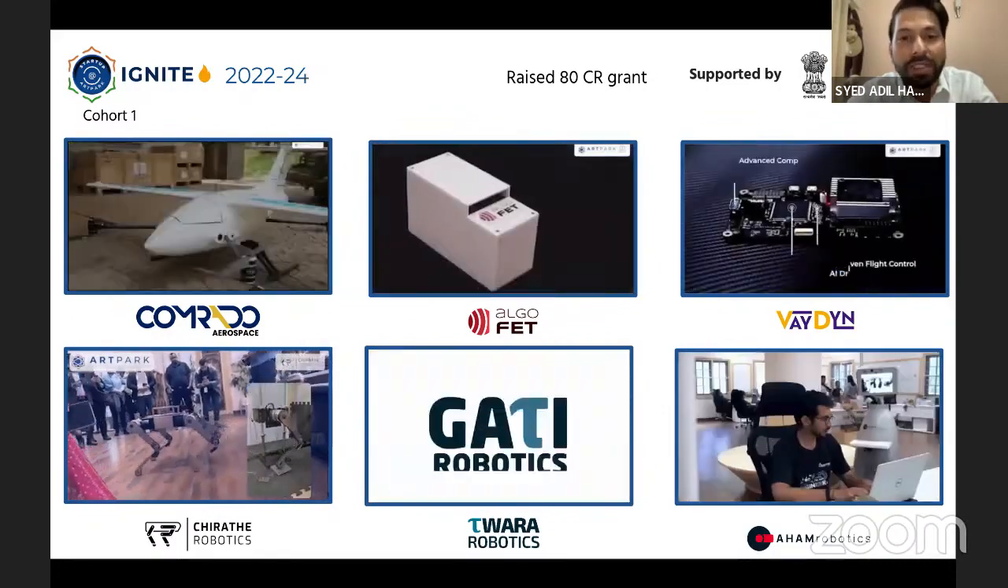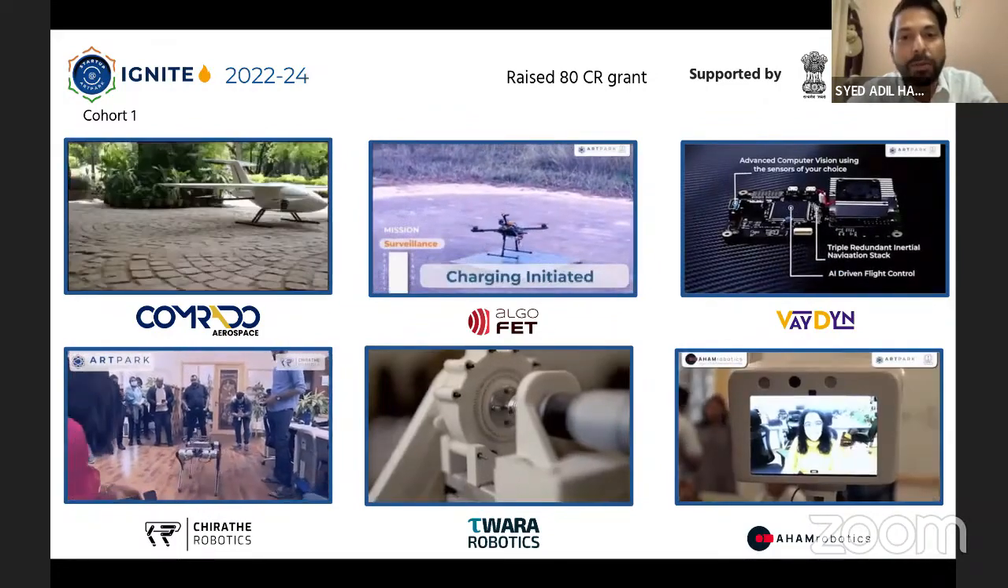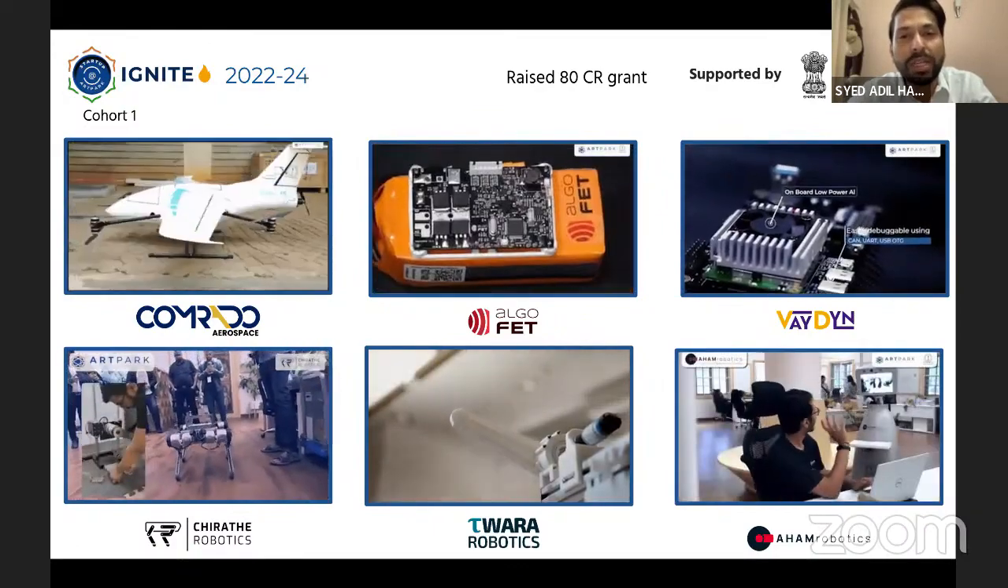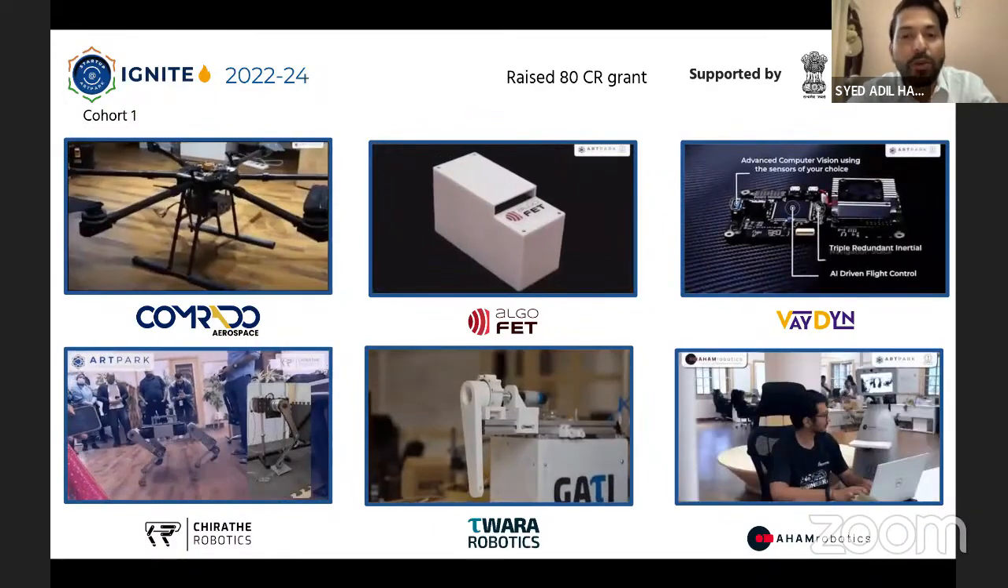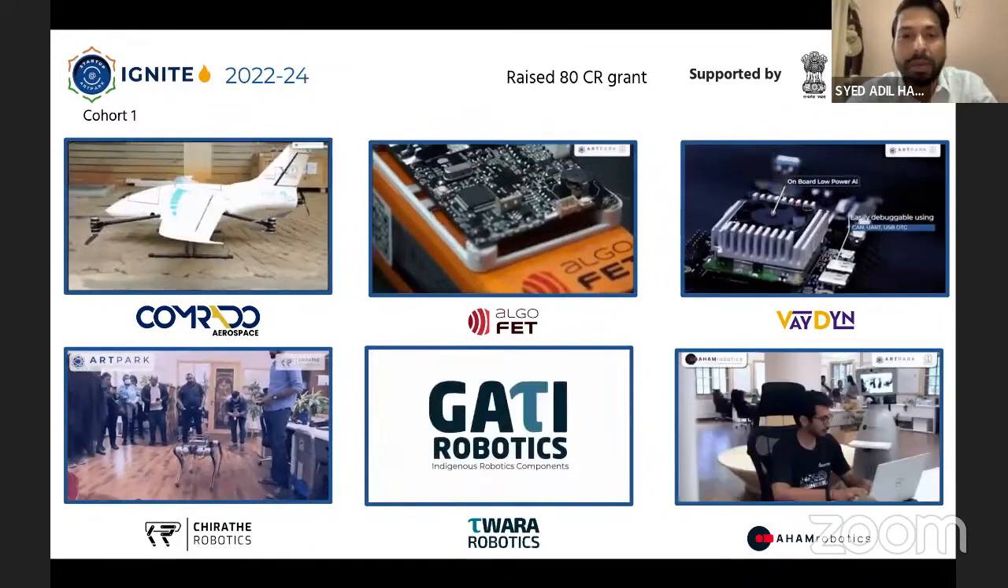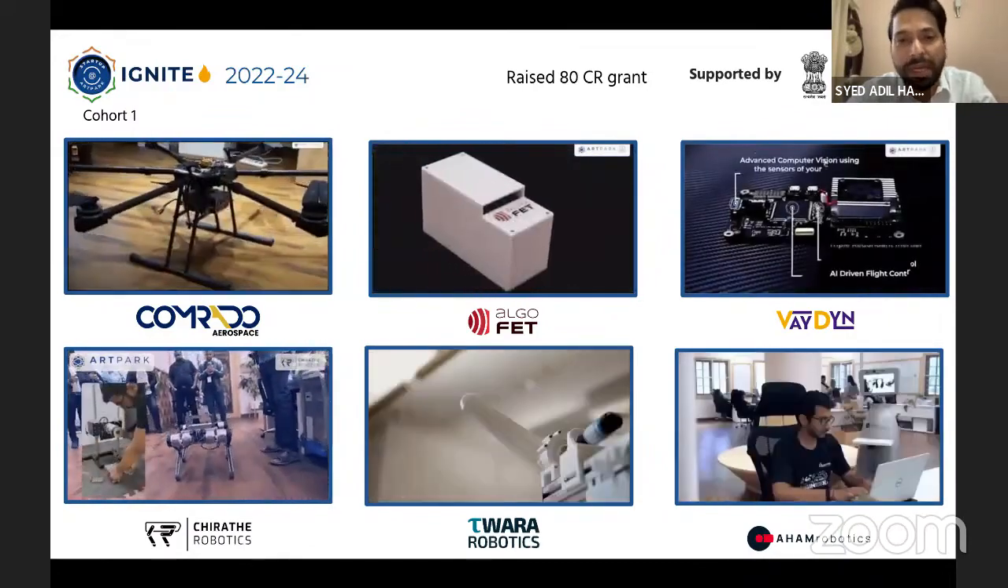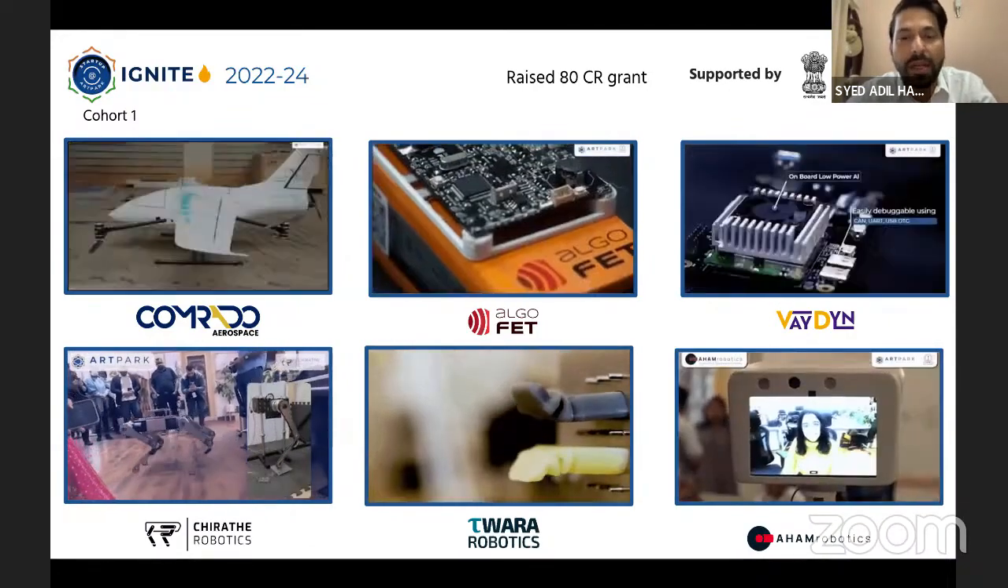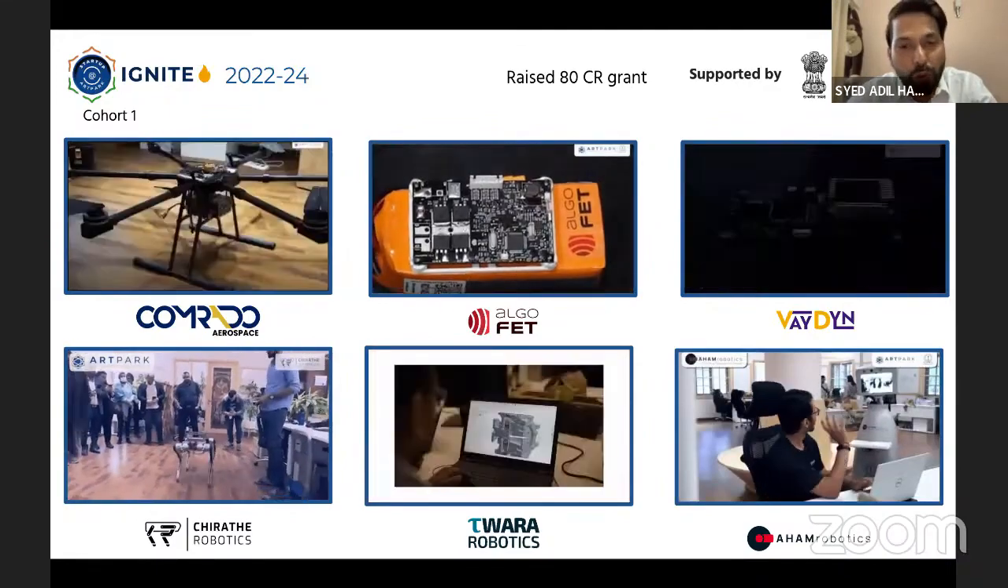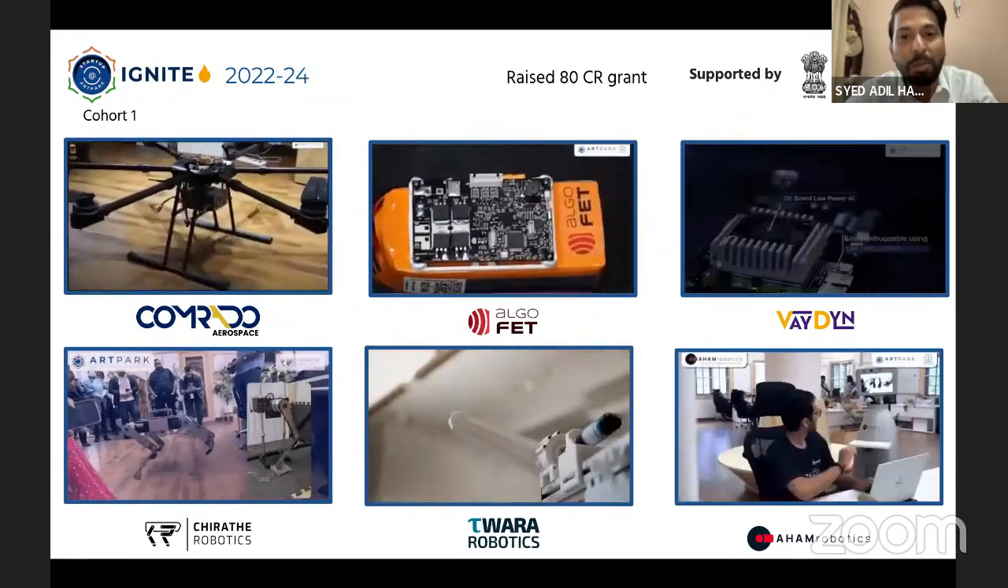They are called pre-ventures. But today we have got them almost 80 crores grant from the government to work on their entire prototype, getting them ready. All of them are at TRL level 7 to 8. They have customers today before becoming incorporated startups.